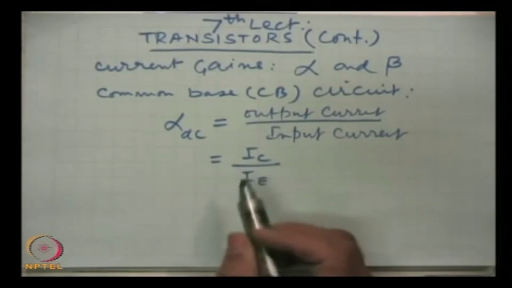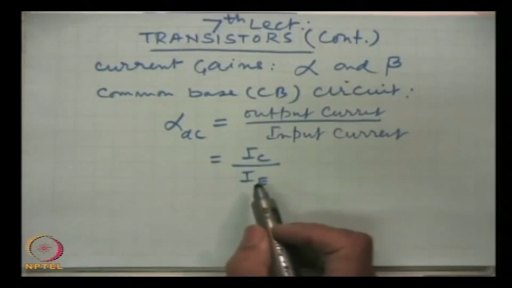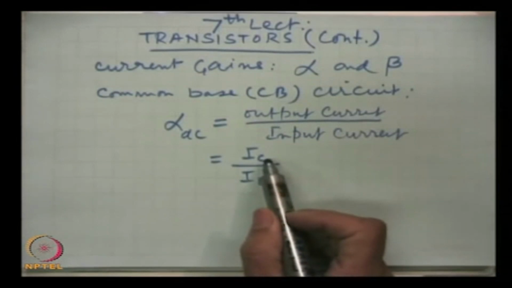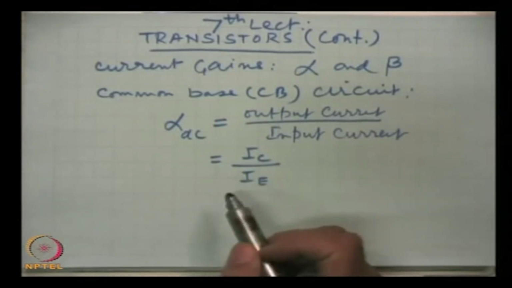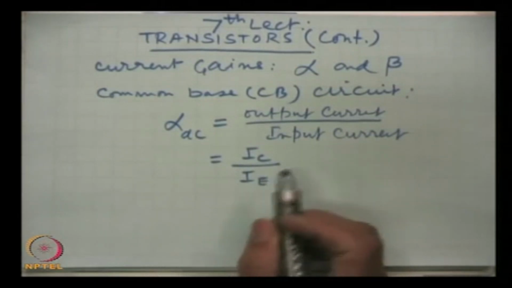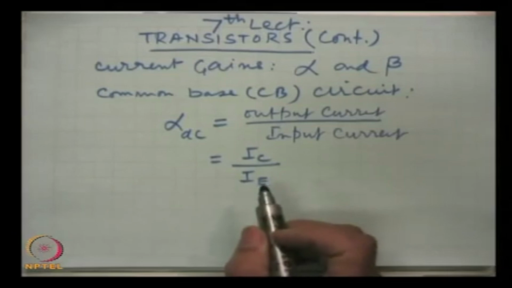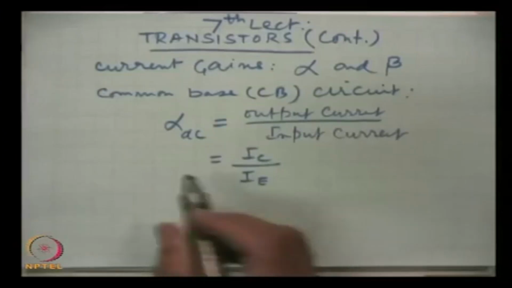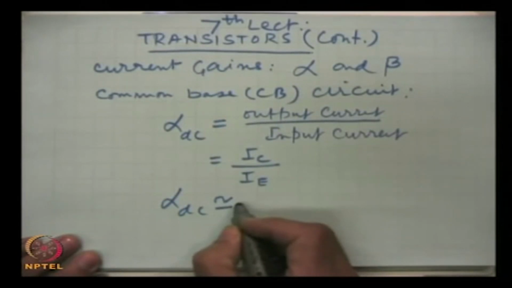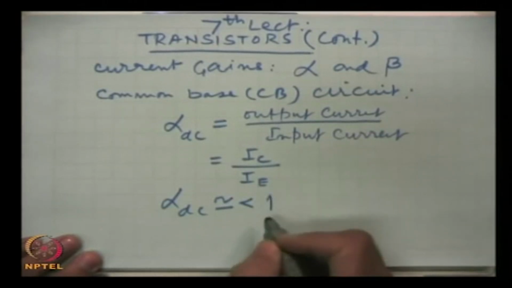We also will recall what we have said earlier, that emitter current is slightly higher than collector current. Most of the electrons in an NPN transistor cross over to the collector region and finally they are collected, but a small portion of the electrons get recombined in the base region, which constitutes what we call the base current. So, alpha DC is very close to, but less than unity.